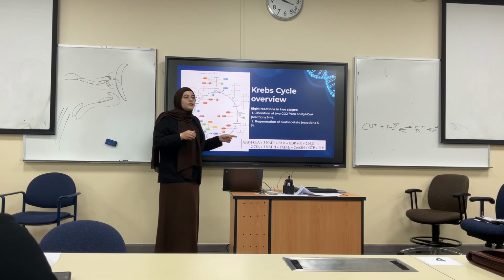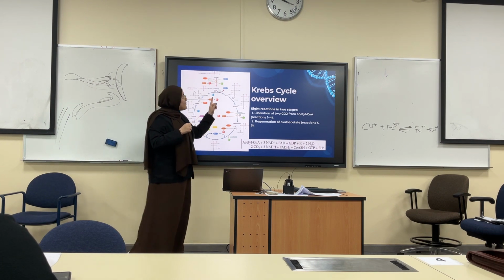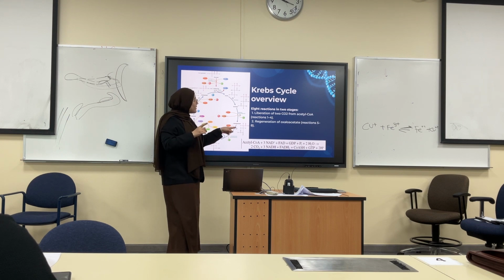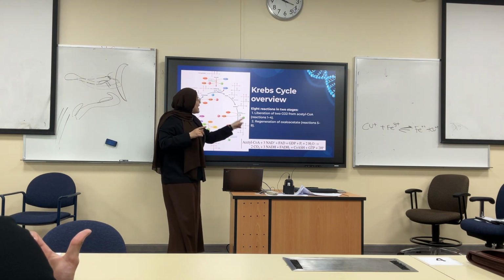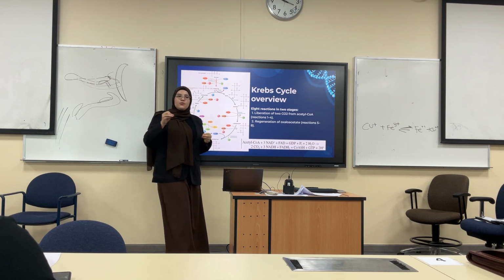Now these are 6 carbons, right? Now we're going to move on to step 3. In this step, it's going to use one of its carbons to become a 5-carbon molecule. So CO2 is released, and at the same time, NADH is made. So this is oxidative decarboxylation, right?